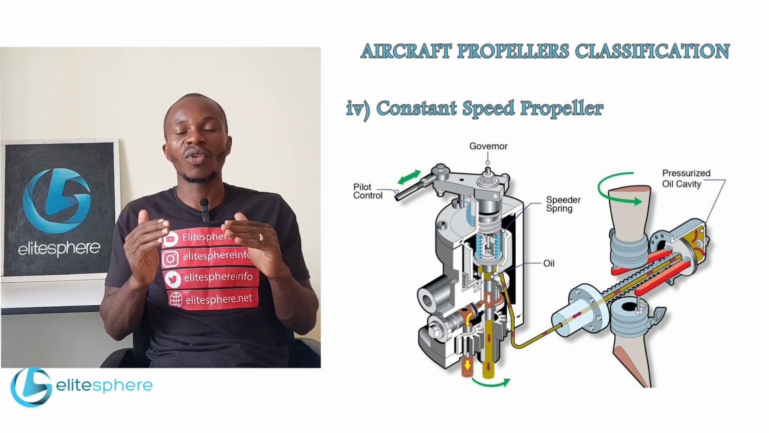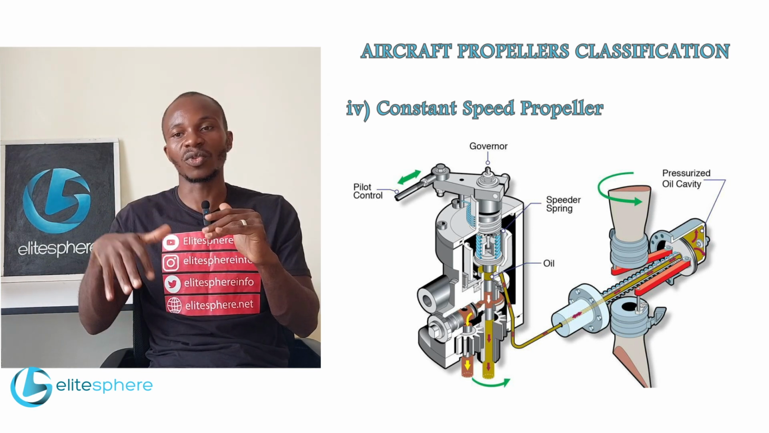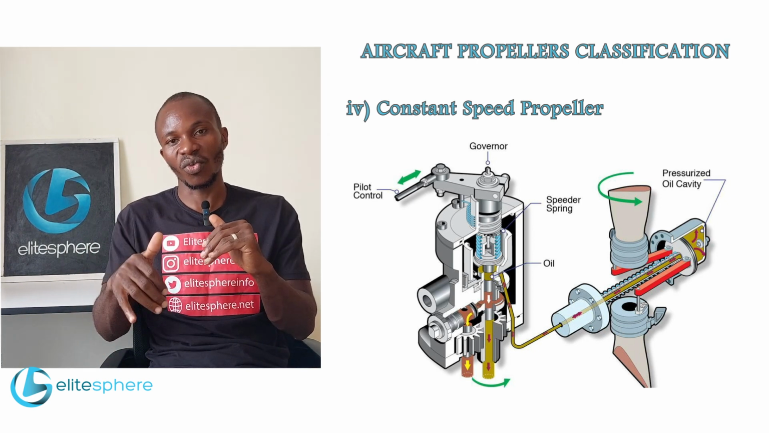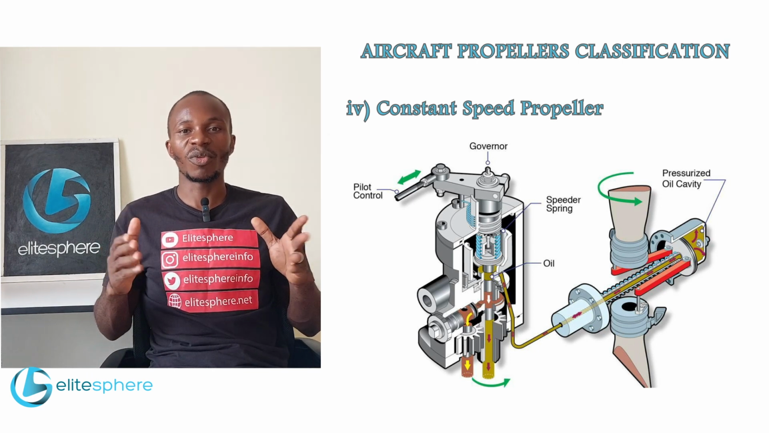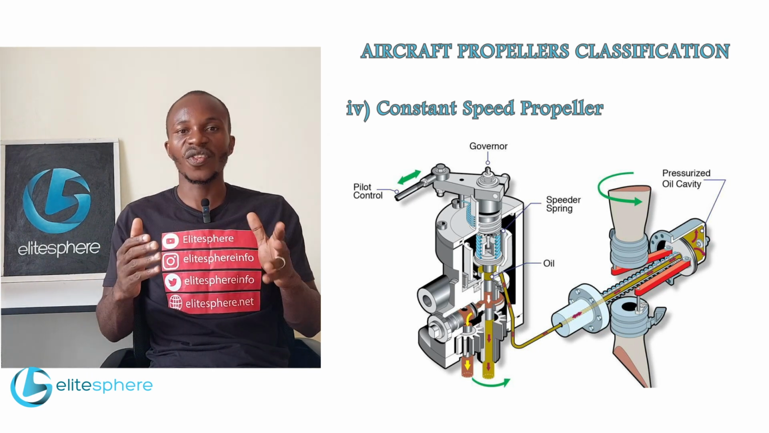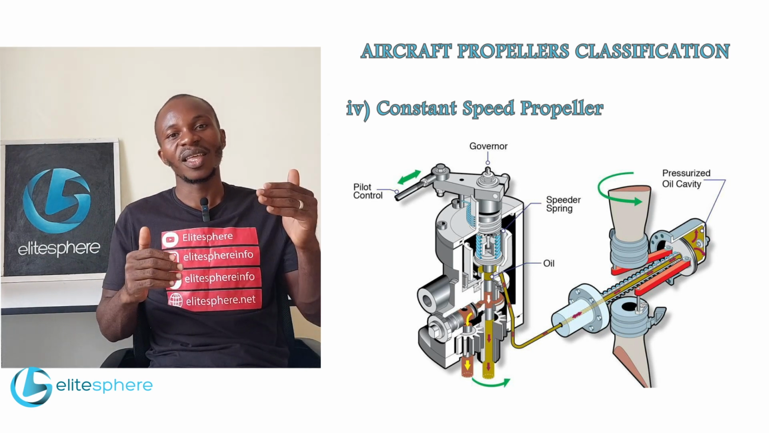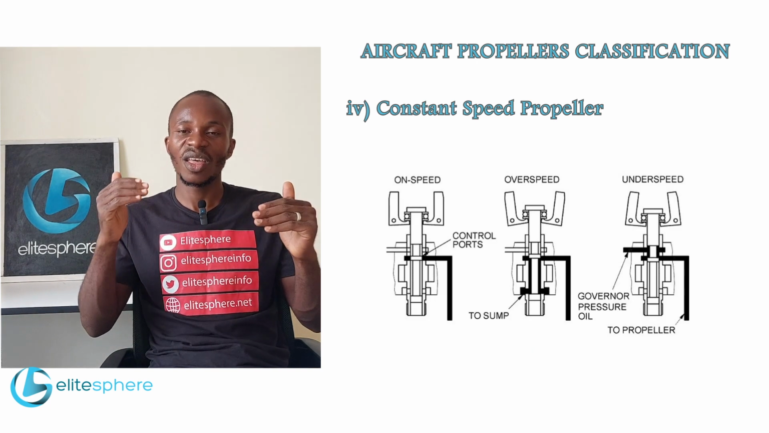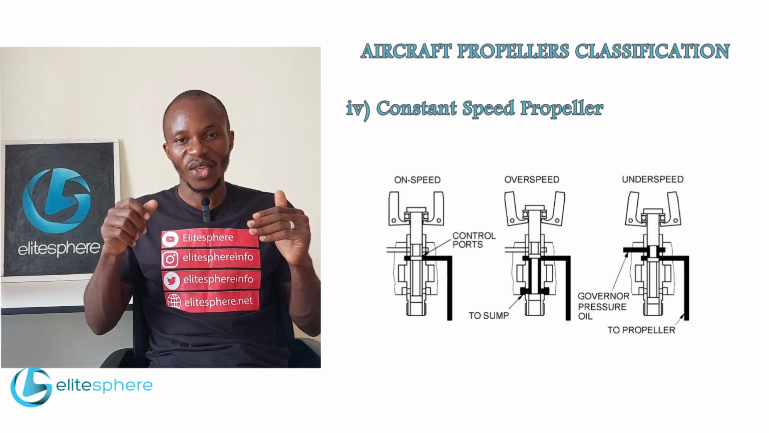So the governor plays the role of blade angle adjustment to match the speed that was previously set by the pilot or the crew flying the aircraft. This is the principle of operation, or this is how a constant speed pitch propeller works. It adjusts the blade angle to match the speed that is set by the pilot.